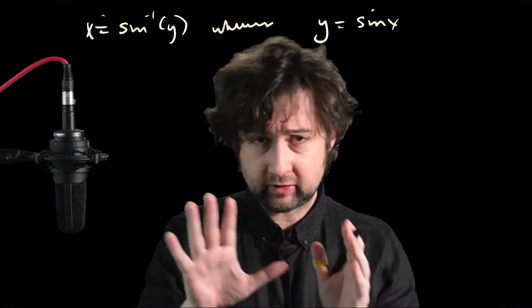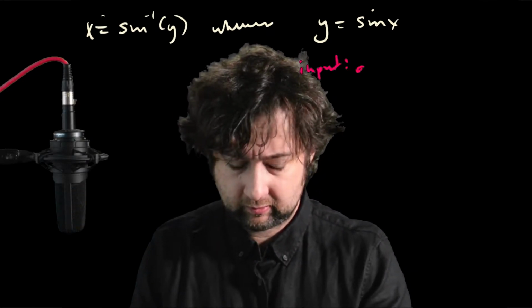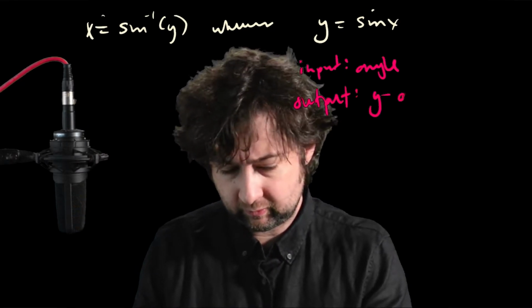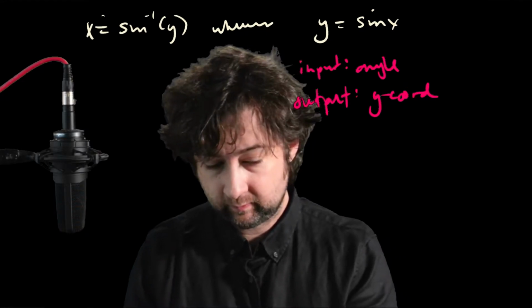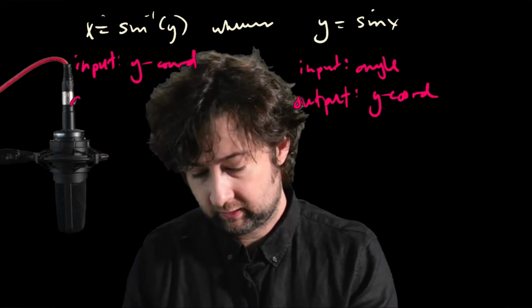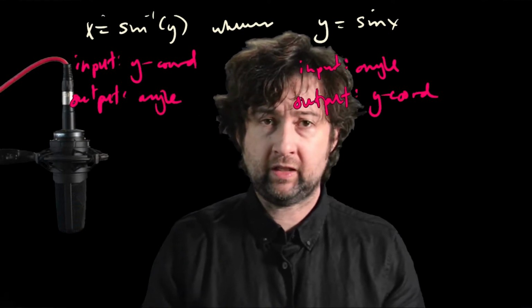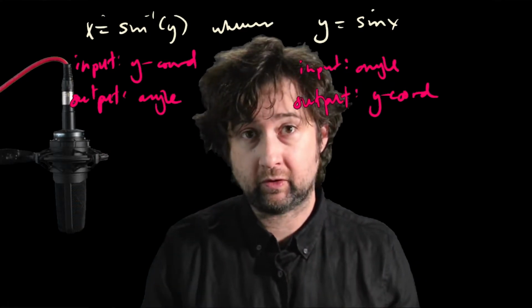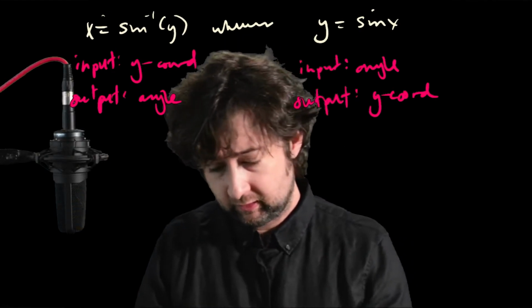Sine takes an angle and spits out a y coordinate. So the input here is an angle, and the output you can think of as a y coordinate. And the arcsine, or inverse sine, takes as its input a y coordinate, and it spits out an angle. That perspective is going to be important when we start deriving some of the properties of the inverse trig functions. So one thing you might be asked to do is to evaluate an inverse sine.